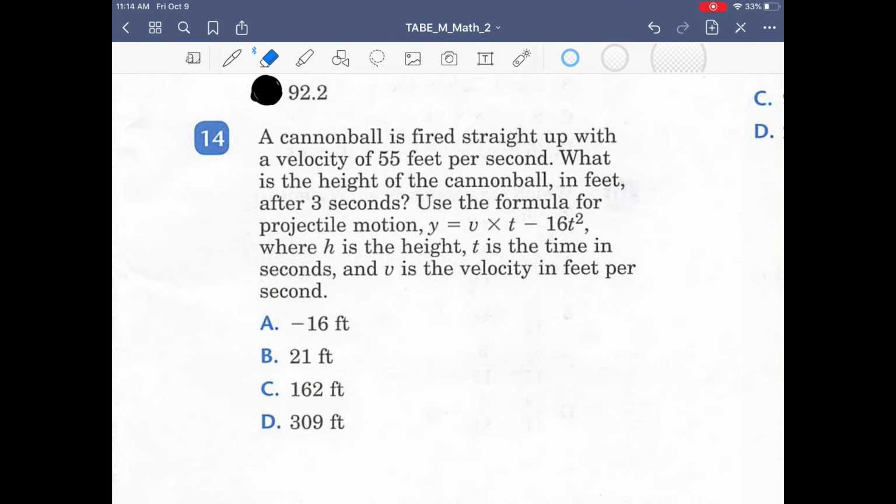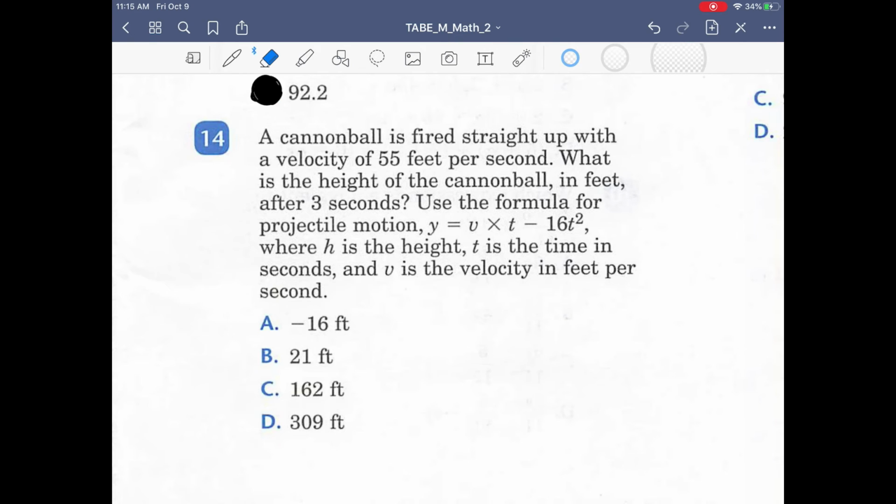Question number 14. This is one of my favorite questions in this whole book. This type of question is very common in science books and on science tests. It is common in a lot of math problems as well. It's really a physics question. It's the branch of science that deals with motion and energy. This question is about projectile motion.